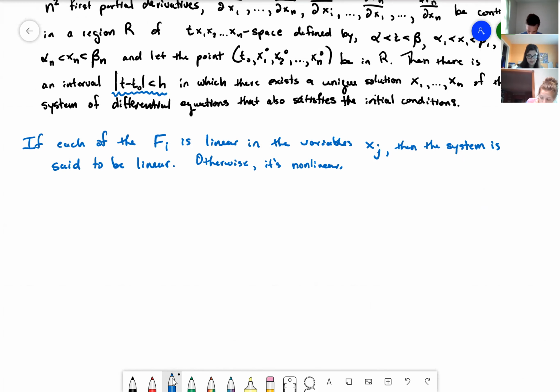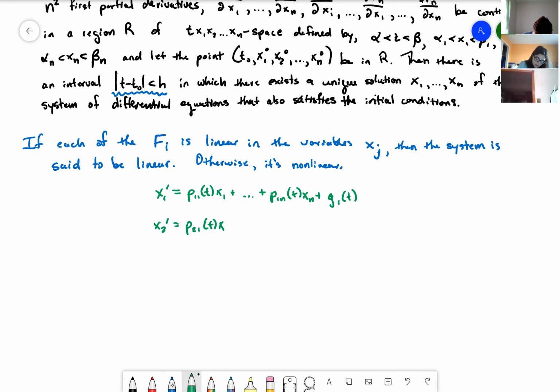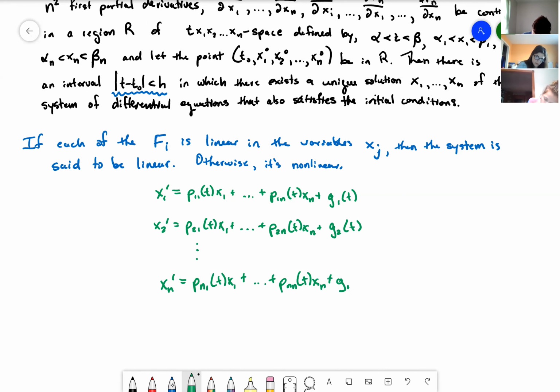So if it's linear, then we can rewrite it in a special form, the linear form like we had before, and that is x1 prime equals p11 of t x1 up to p1n of t xn plus something just in terms of t, g1. x2 prime will be p21 of t x1 up to p2n of t xn plus g2 of t, dot dot dot all the way down to pn1 of t x1 up to pnn of t xn plus gn.